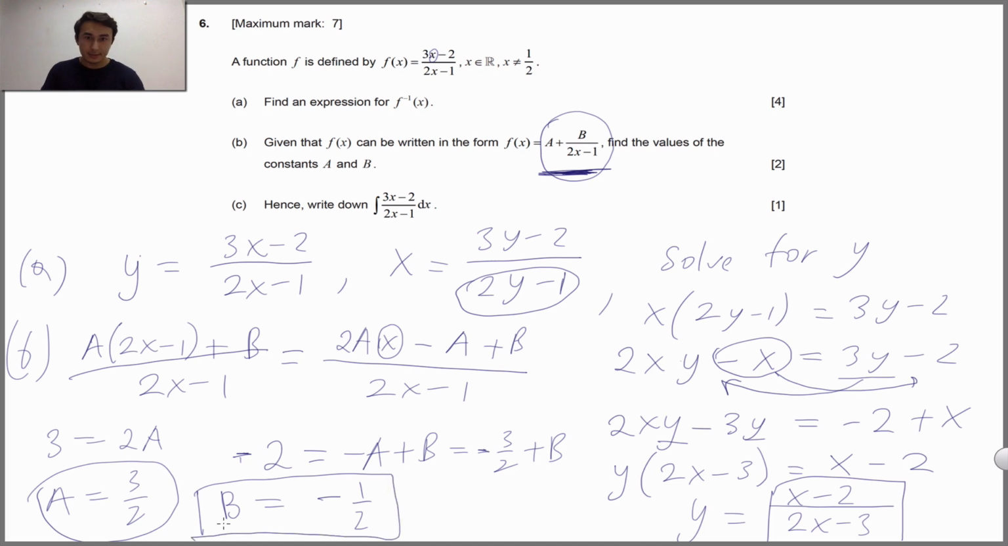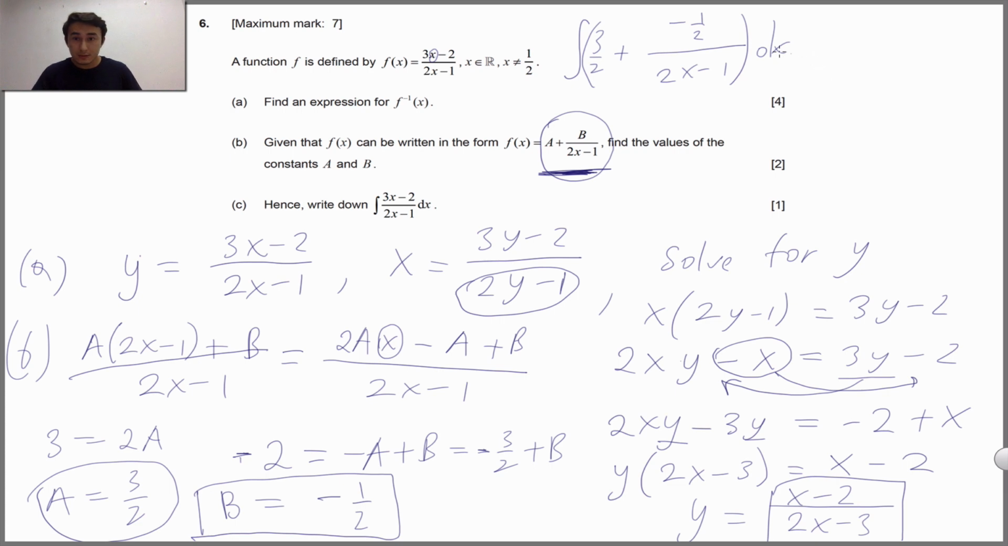Yeah, I hope that's correct. And finally, hence, find the value of the integral. Okay, let me do it here, because I have no space. What we can do, we can split this fraction into two fractions in the following way. So a became 3 over 2, so it will be 3 over 2 plus b is negative 1 over 2, and then the bottom is 2x minus 1, and then there is dx.